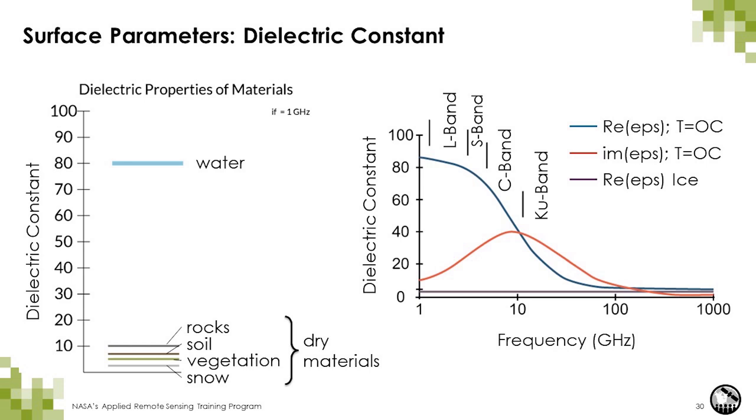So for example, surfaces such as soil and vegetation cover will appear brighter when they are wet than when they are dry. And something else to note is that the larger the water content in vegetation or soil, the less the signal penetration into the medium, whether it's through the vegetation canopy or through the soil.